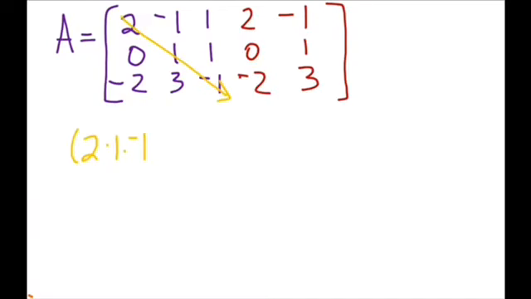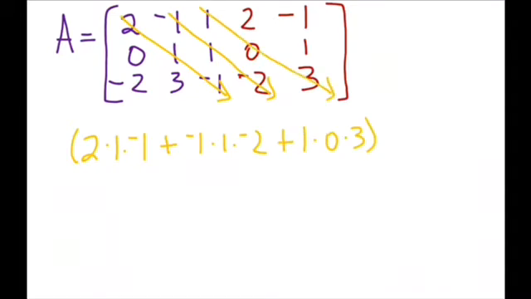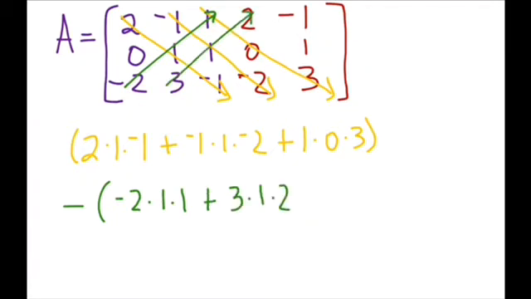So first I'm going to do 2 times 1 times negative 1, add, negative 1 times negative 2, add, 1 times 0 times 3. Now since I've finished that, I'm going to close my parentheses. Now I'm going to subtract, and then I'm going to do the next multiplication. So negative 2 times 1 plus 3 times 1 times 2 plus negative 1 times 0 times negative 1.